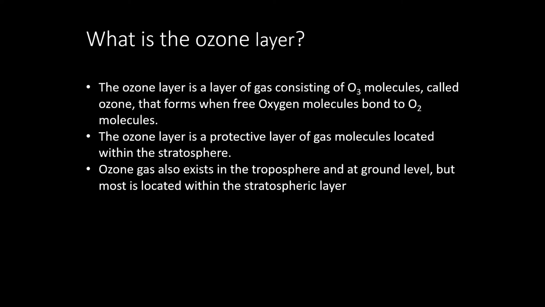As mentioned, the ozone layer is a layer of gas consisting of O3 molecules, called ozone, that forms when a free oxygen atom binds to O2 molecules, creating an O3 molecule. The ozone layer is a protective layer of gas molecules located within the stratosphere. Ozone gas also exists in the troposphere and at ground level, but most is located within the stratospheric layer.